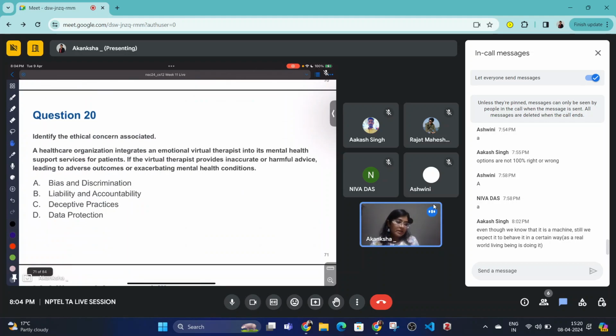Okay, next question. Identify the ethical concern associated. There is a healthcare organization. It integrates an emotional virtual therapist in their mental health support services for patients. If it provides inaccurate or harmful advice, then it leads to adverse outcomes or other mental health conditions, even escalating.